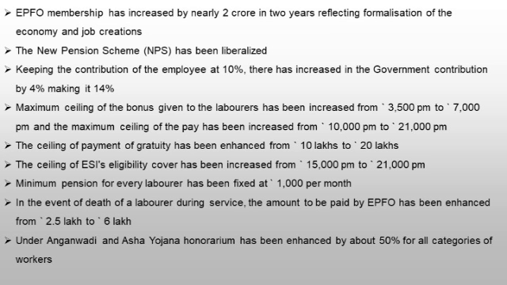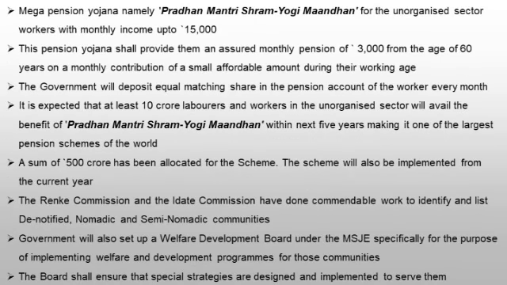The eligibility for ESI, that is Employee State Insurance, has now been made 21,000 per month salary. So this will help a lot of people who are in the lower salary threshold. Minimum pension has been fixed at 1,000 rupees per labor. Then, in the event of death, the EPFO will now pay 6 lakhs instead of 2.5 lakhs. And the government also argued the Anganwadi and Asha Yojana honorarium has been increased by almost 50%, sorry. And the government has announced a mega pension yojana.